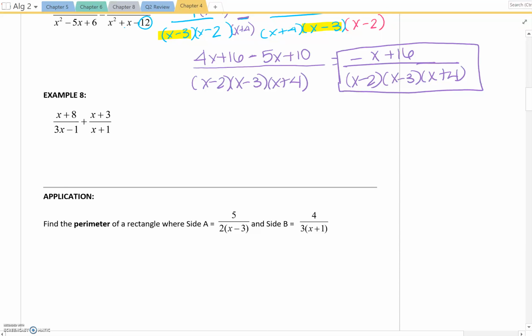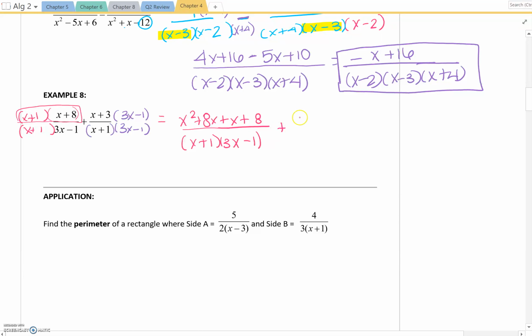Okay, for example 8, you don't have to factor anything. In fact, you cannot factor anything from these denominators. But you do know that this needs a 3x minus 1. And you know that the left-hand side needs an x plus 1. Okay. On the left fraction, you do need to multiply these two terms together. So it would be x squared plus 8x plus x plus 8 over x plus 1 times 3x minus 1.